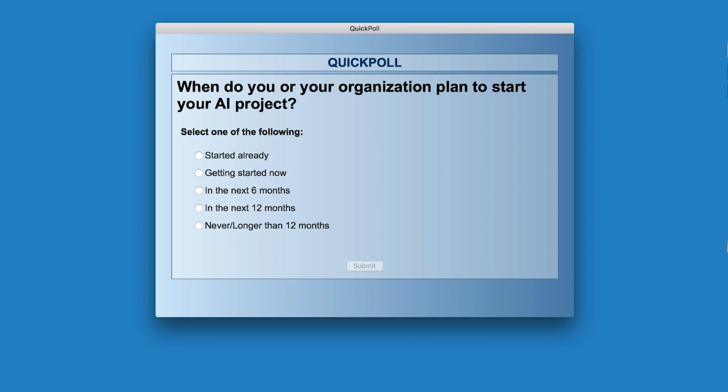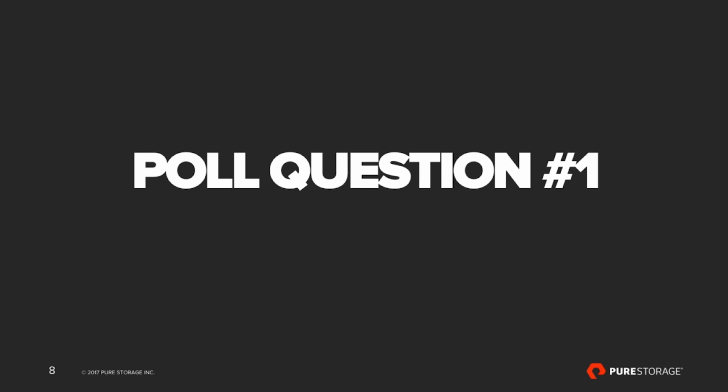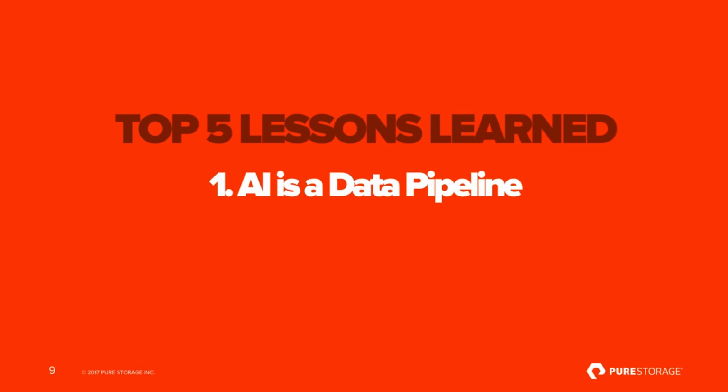So it looks like, thank you for everyone that's voted. Many of you have voted, and it looks like, well, there you go. So 33% will start the AI project in the next 12 months. It looks like 7% have already started, and another 17% is getting started now. So this is great. And another third is not planning to start an AI project, which is great. You're here to learn. Great, thank you for your participation. Let's go to the 5 lessons learned.